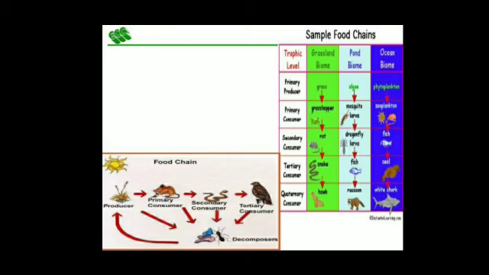If I talk about the ocean biome, then primary producers phytoplankton, primary consumer zooplankton, secondary consumer fish, and tertiary consumer seal, quaternary consumer white shark.